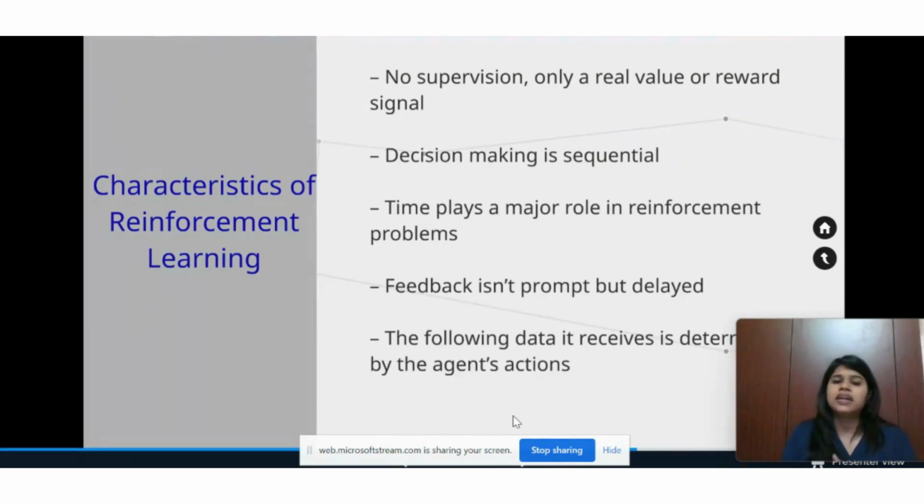And the next thing is feedback isn't prompt, which means it's not going to get the feedback then and there, but it's going to be delayed sometimes. The next one is that the data it receives after getting into a next state is actually determined by the agent's action. If it does a negative action, it's going to get a negative reward and get into a negative situation. So that's what is said in the last point.